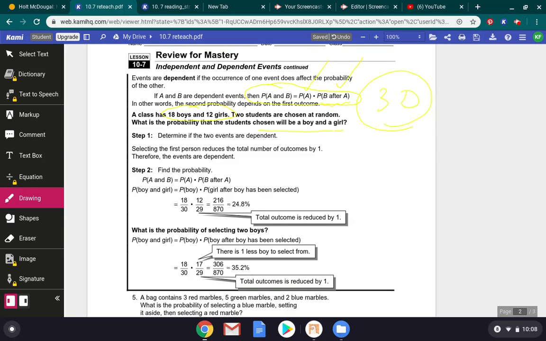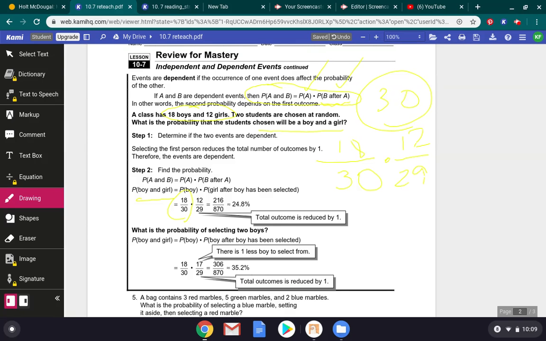The first event says boy, then girl. In order to choose a boy, there are 18 out of the total, which is 30. We can simplify that in a second. Now I chose one student, and now I'm choosing a second one. As soon as I chose that student, they don't go back. They can't be picked again. So now there are no longer 30 students, there are only 29 students I can choose from. And the probability of selecting a girl would be 12 out of the 29 now.